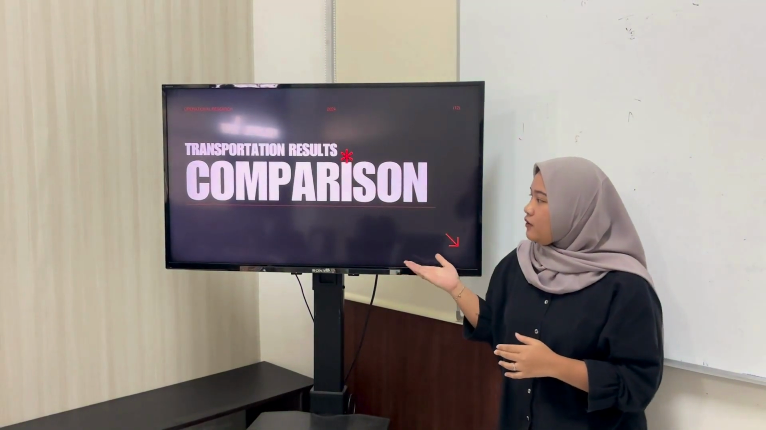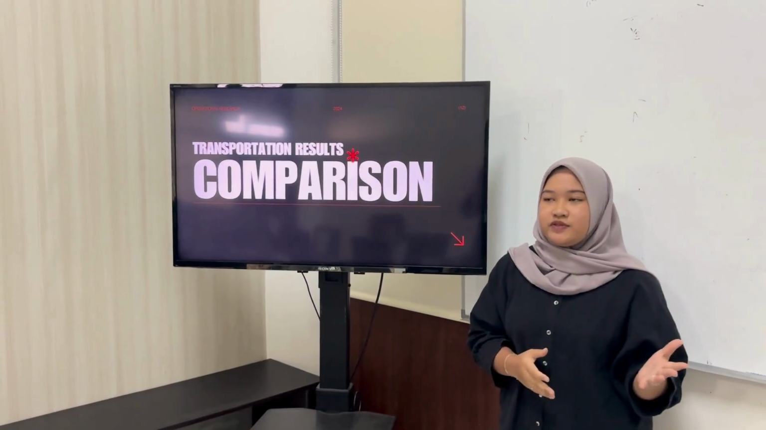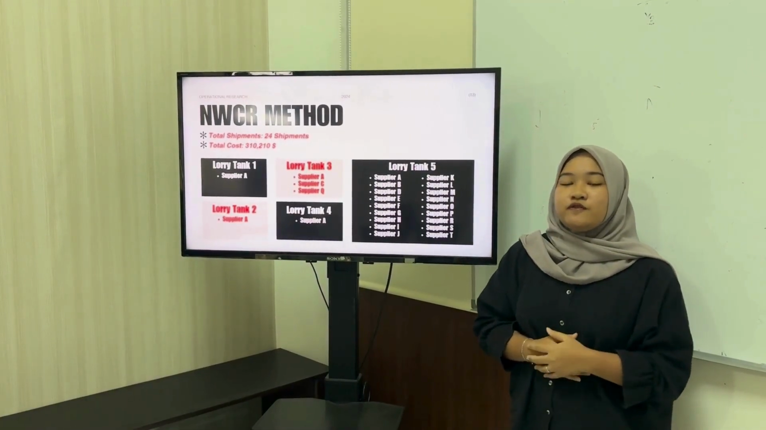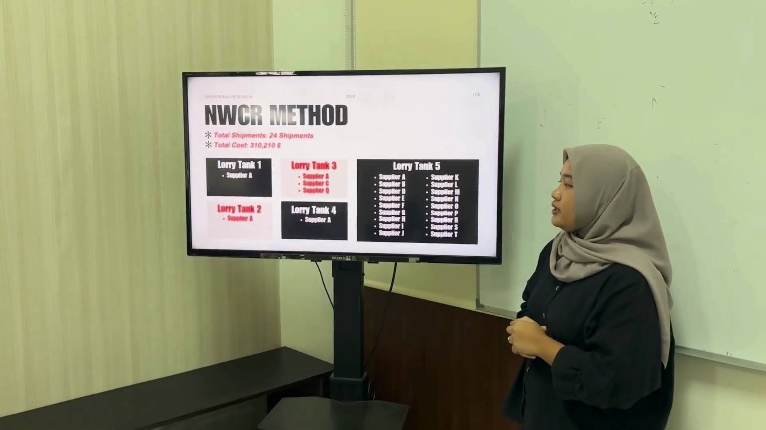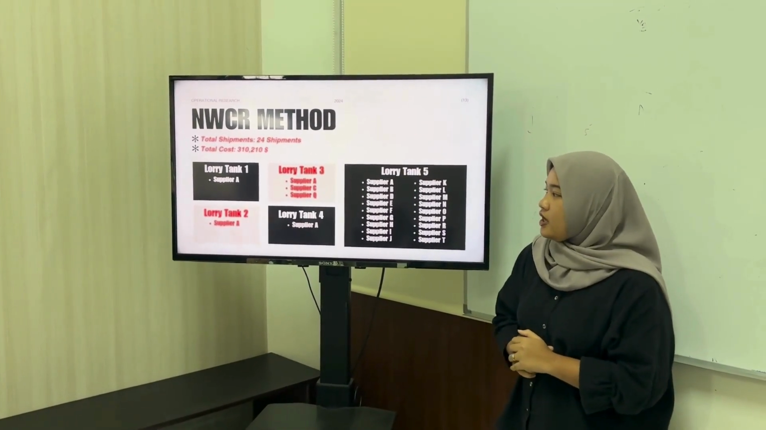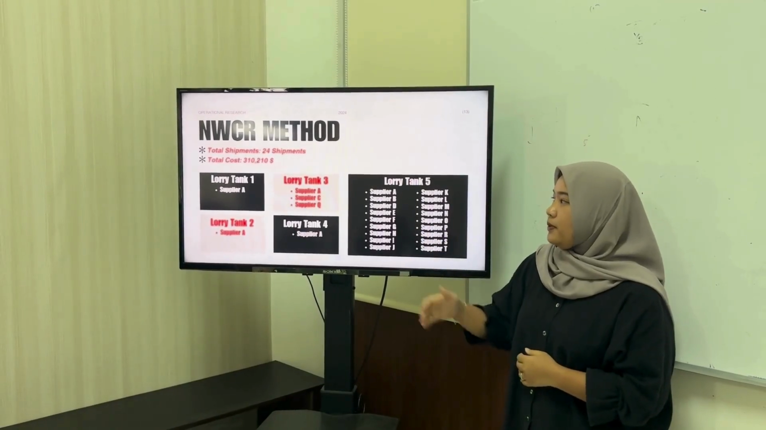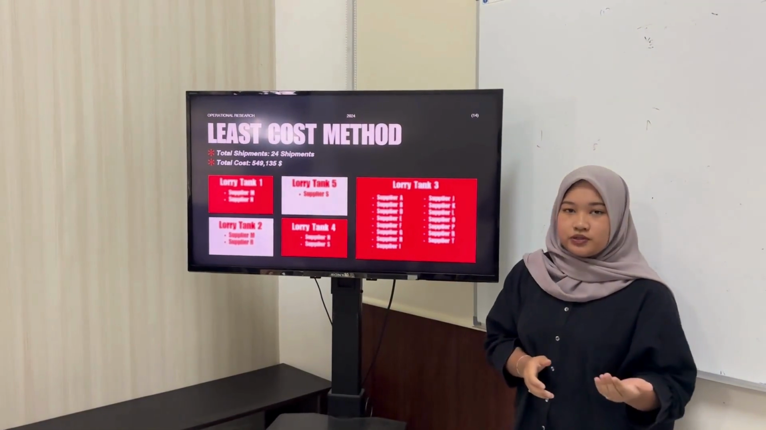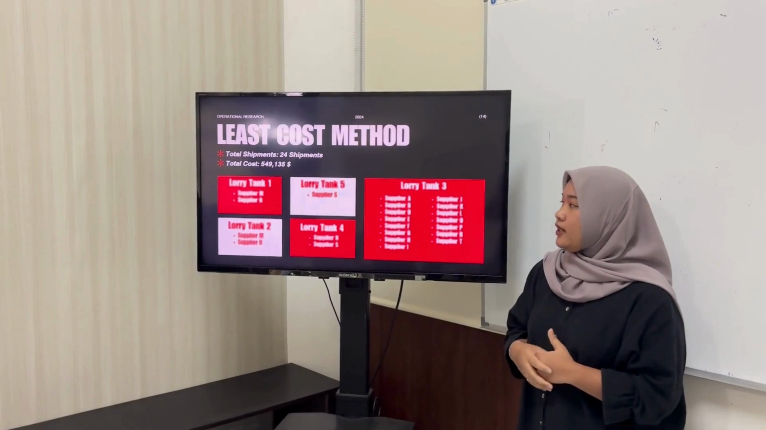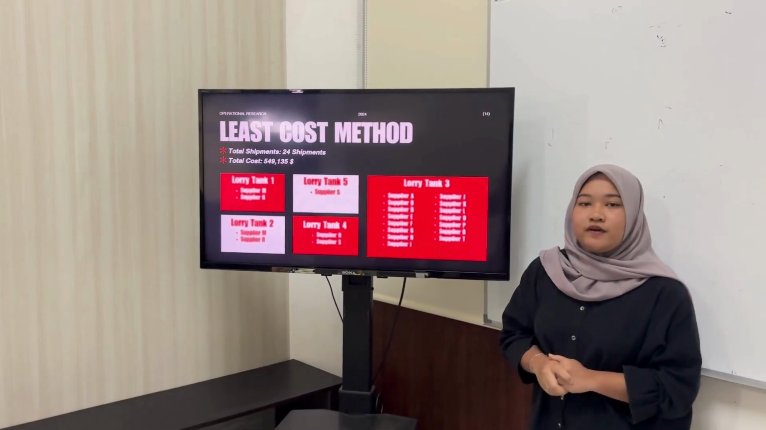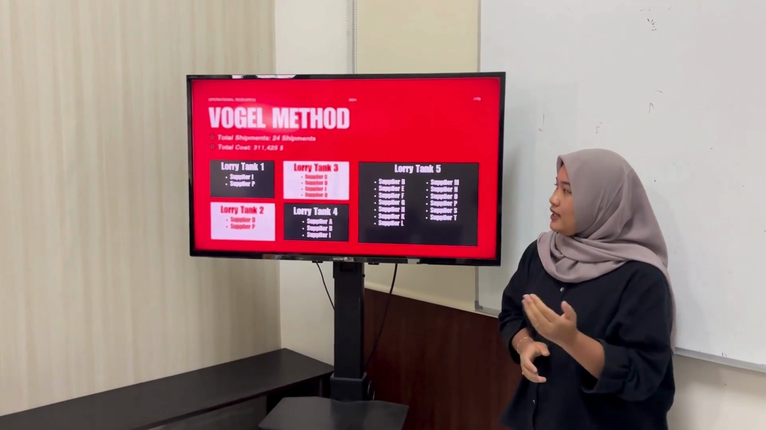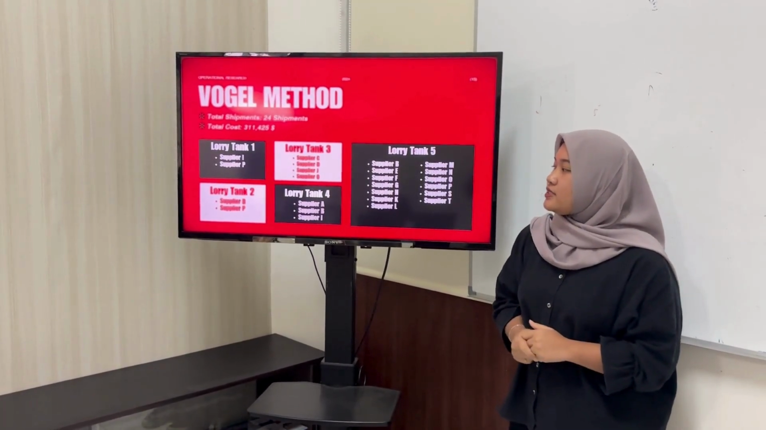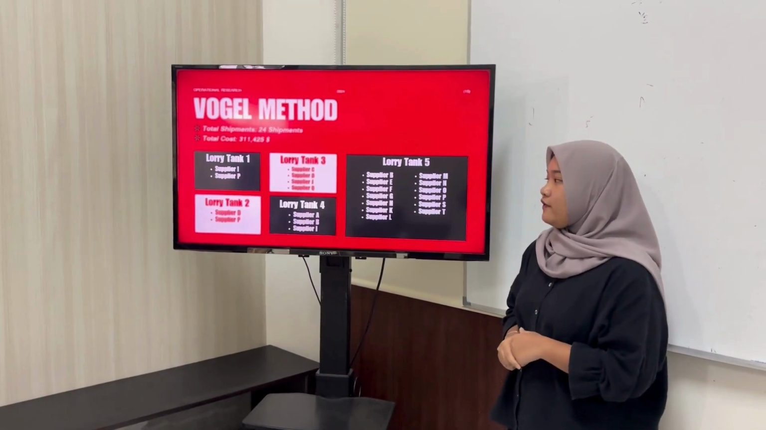Okay, the following is the comparison for the transportation results. First, we have the northwest corner method, where total shipments are 24 and the total cost is $310,210, with each lorry tank assigned to each supplier. And next is the least cost method, with the total shipment also 24, and the total cost is $549,135. And last but not least is Semoga method, with the total shipments also 24, and the total cost is $311,425.